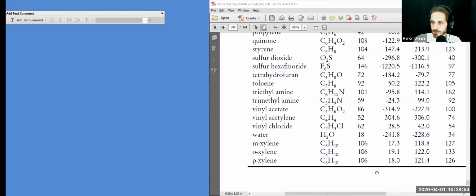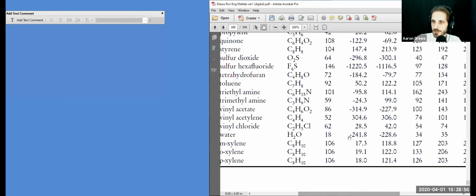So I scroll down here to water and I see that the Gibbs energy is minus 241.8 and the enthalpy is minus 228.6. So I'm going to write those down on my notepad real quick. So Gibbs is minus 241.8 and enthalpy is minus 228.6. I routinely make mistakes there.